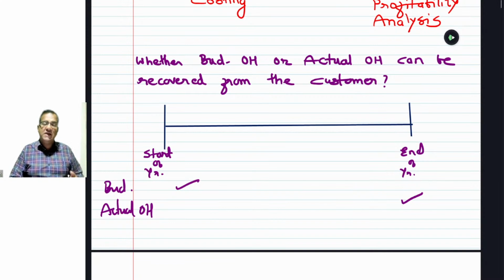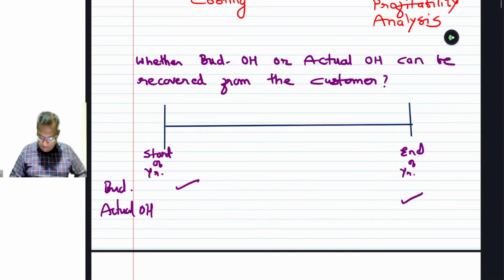So it is the organization's compulsion that it has to recover only and only budgeted overhead from the customer. And therefore there is a concept, and you are already aware of that concept, beta, under recovery and over recovery of overhead. Because whatever you are recovering is the budgeted, while each month you are paying the actual overhead. So recovery inflow is the budgeted, outflow is the actual. So there must be a difference, which can be the under recovery of overhead, which can be the over recovery of overhead. Right? So there is no exception to this rule that only and only budgeted overhead can be recovered from the customer. Actual overhead cannot be recovered from the customer.